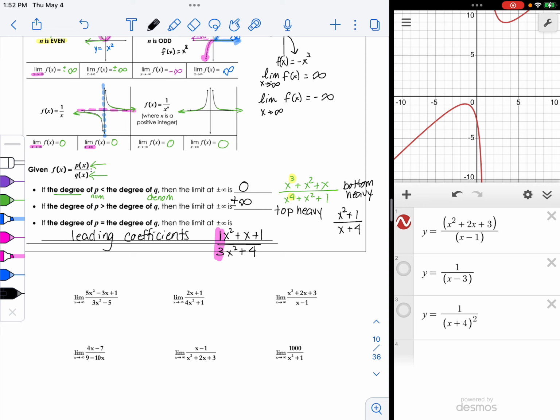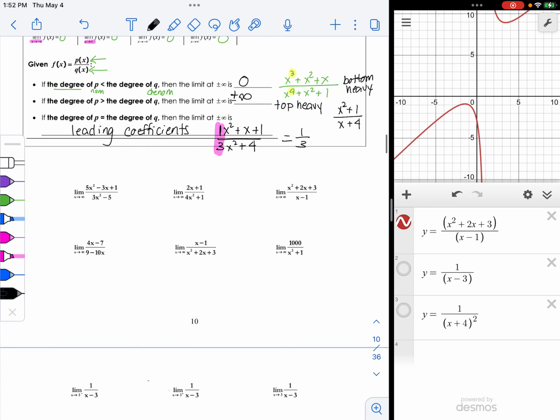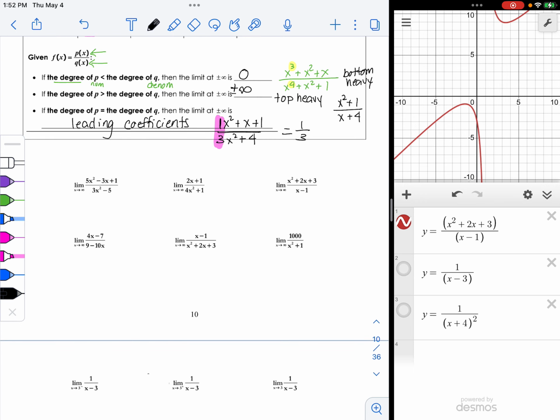So this numerator has a leading coefficient of 1, so the limit of that function would end up at 1/3. That leading coefficient is where your horizontal asymptote will be. So we're always looking at the horizontal asymptote today. So this top heavy, bottom heavy, or equal degree is going to be pretty key in our next few problems.